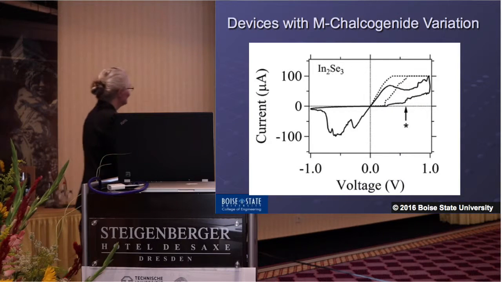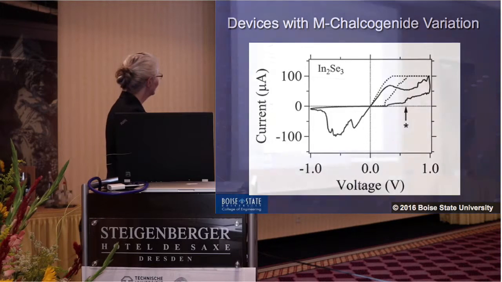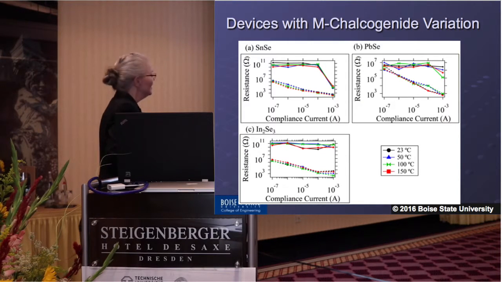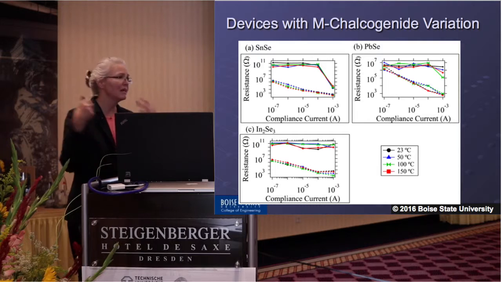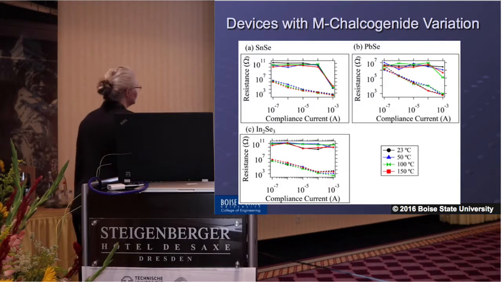All right, and then indium selenide. This particular device, this IV curve looks horrible, but the device does cycle okay. Everything looks okay. So even though it looks bad, it actually worked. And if you look at resistance as a function of compliance current, again, for all of these, over all these temperatures, again, silver doesn't migrate through this cell. So you can operate at higher temperatures as long as your metal selenides can handle it.